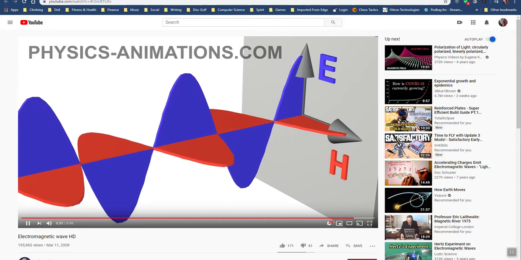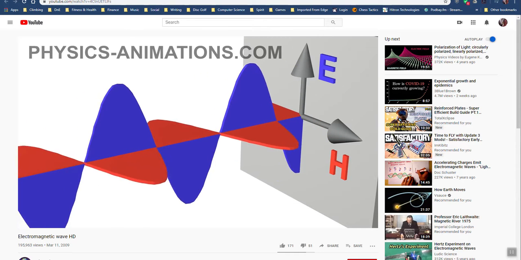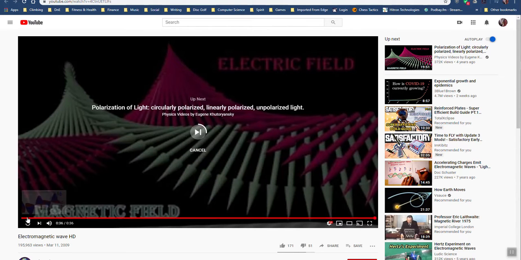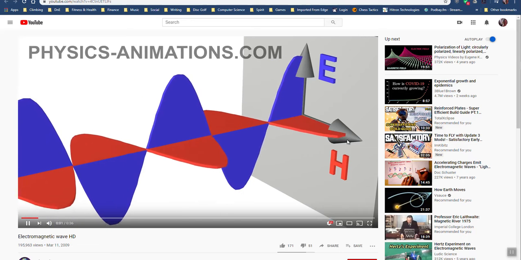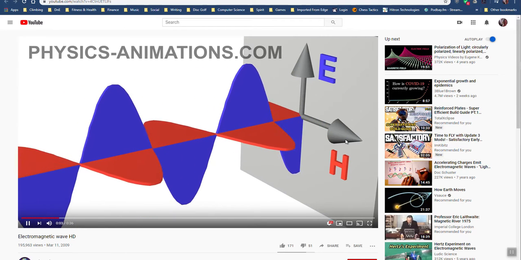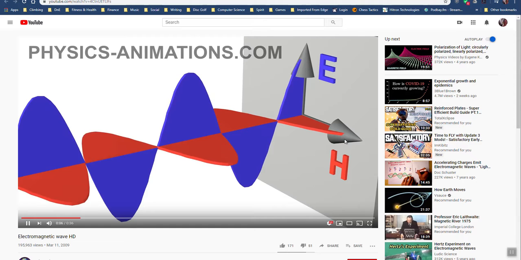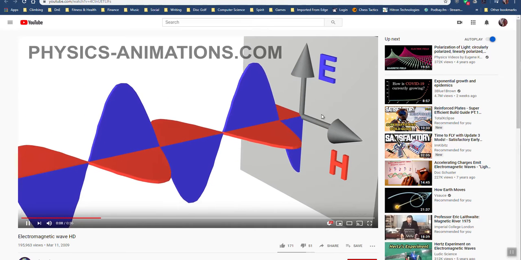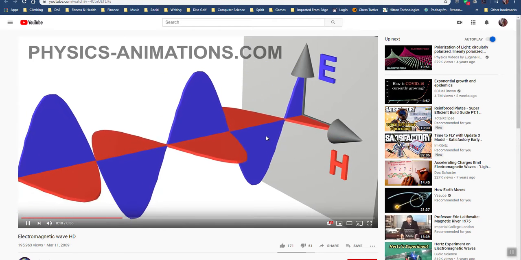So if you were to put your fingers in the direction of E and then sweep them in the direction of H, your thumb would be into the page, or going to the right in this case. So that's the direction of propagation of this wave, E cross B, and we're going to use that result a little bit later.